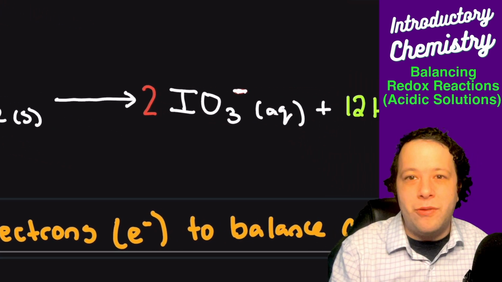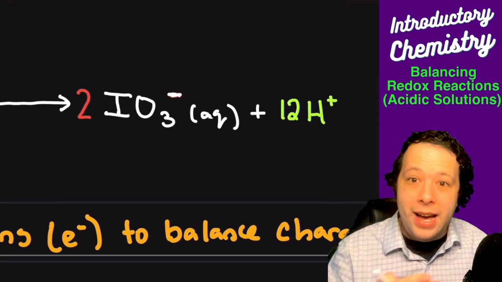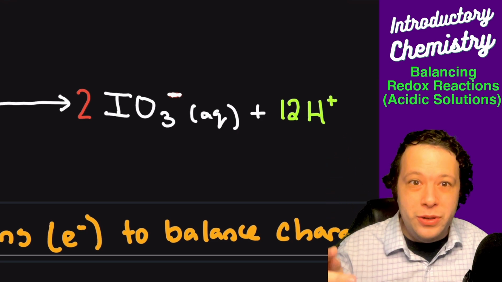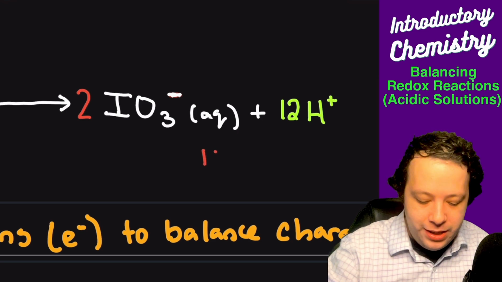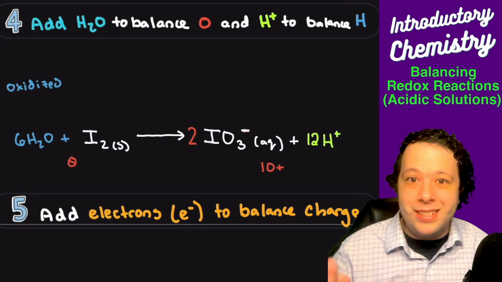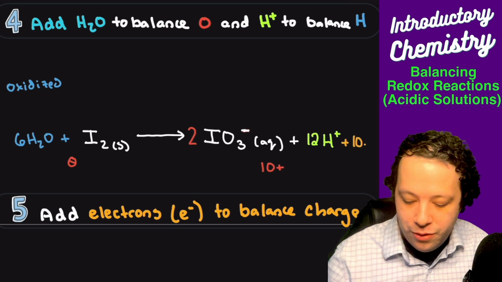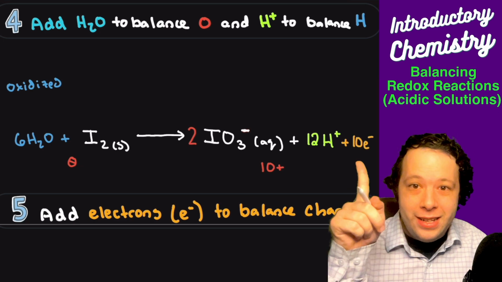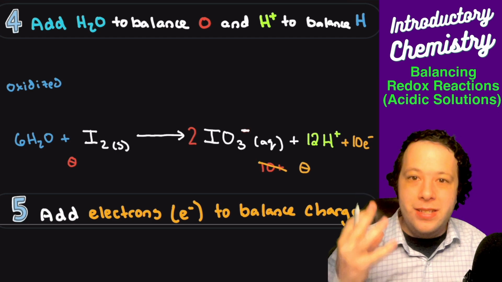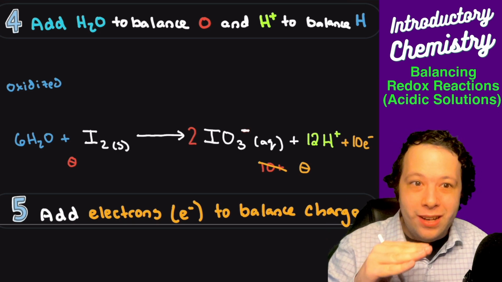But if I look at the right-hand side, I have positive ions and negative ions. If I add up all the charge, I have a total of 12 plus just from the hydrogens alone, and then 2 negative from the iodates. So I have a total of 10 plus on the right-hand side. That is clearly not balanced, so we are going to add electrons in order to balance the charge. I added 10 electrons, and that cancels it to also be 0, because remember, it's all about electrons being transferred from one side to the other.